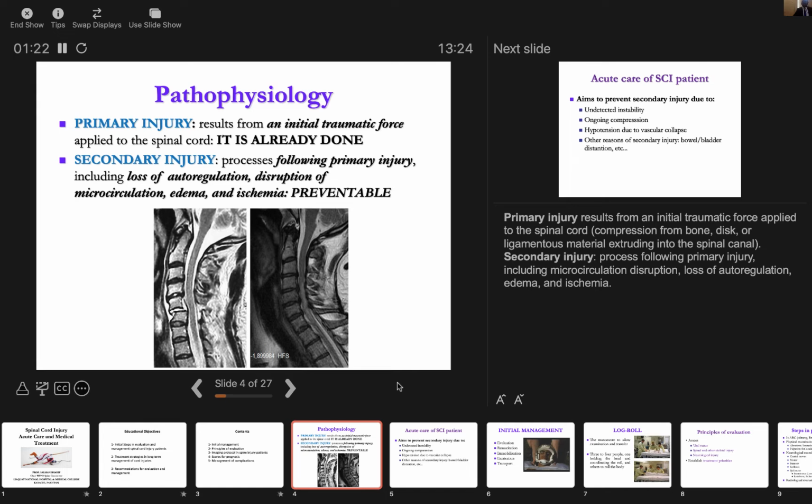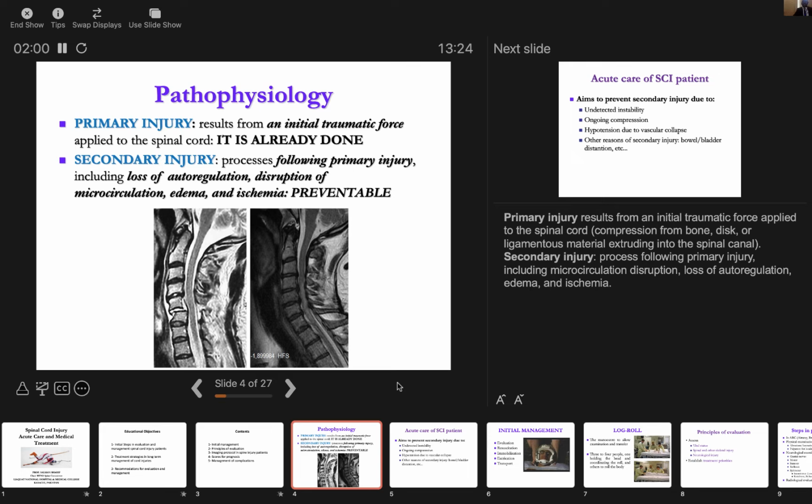When we look at pathophysiology, there are two types of injury to the spinal cord. One of them is primary injury. It means results from an initial traumatic force applied to the spinal cord. It is already done, and we cannot do anything about that. We can do nothing. The trauma is absorbed by the spinal cord, and the deficit is there, and we cannot reverse it surgically. But there are other traumas ongoing.